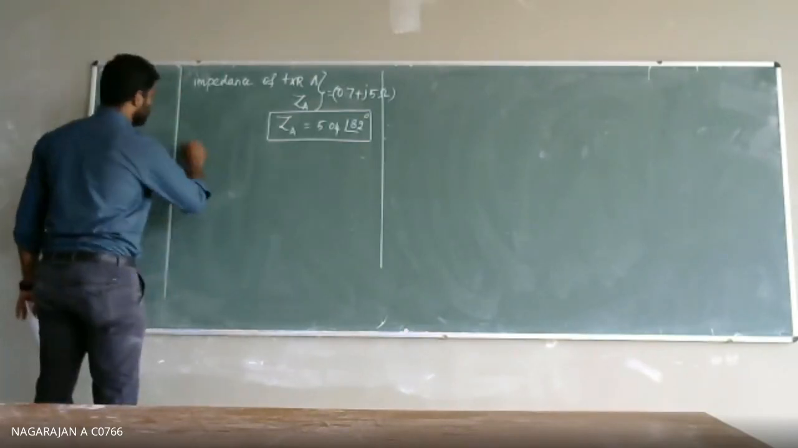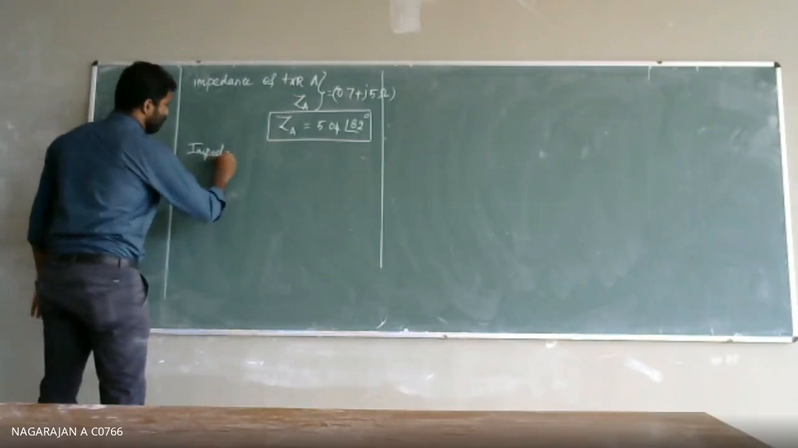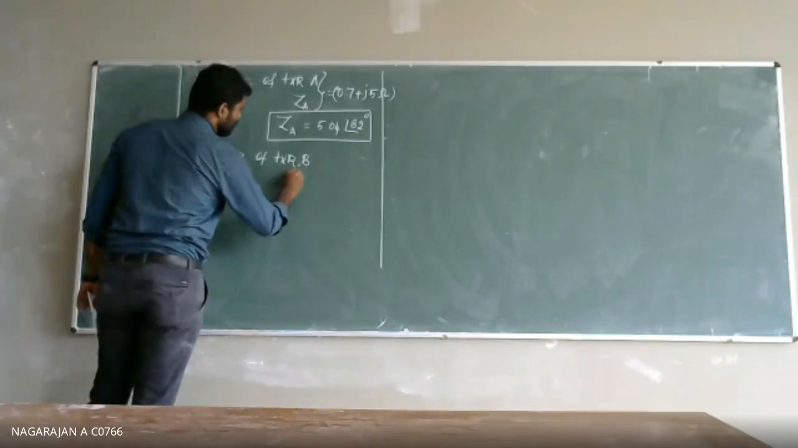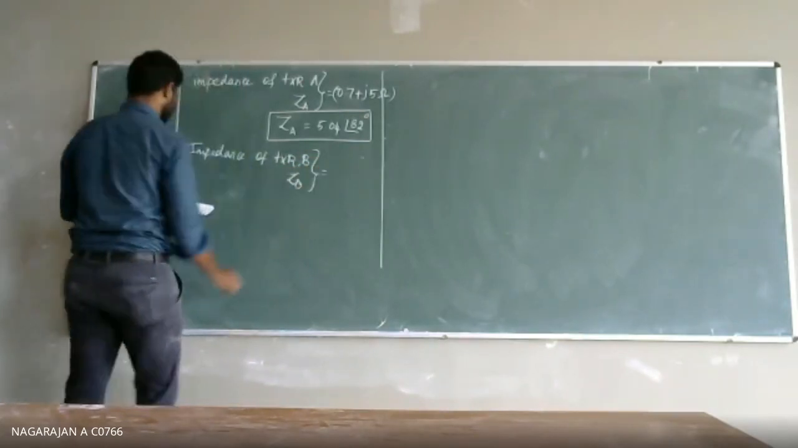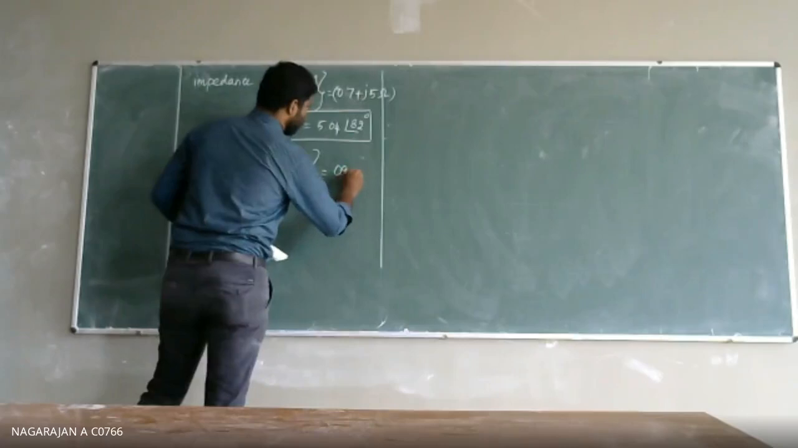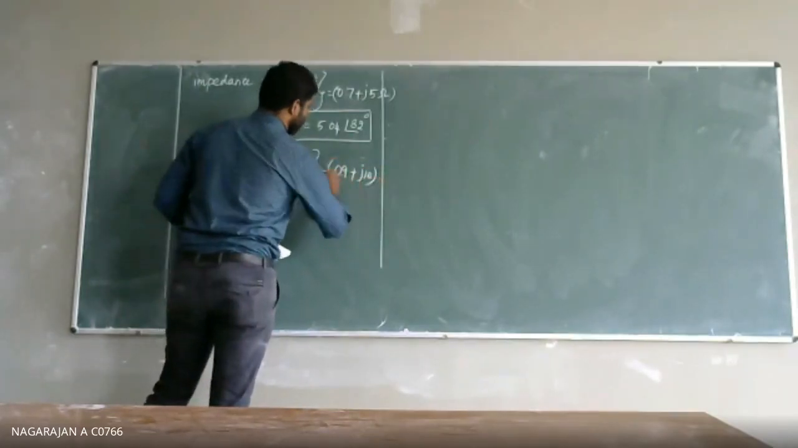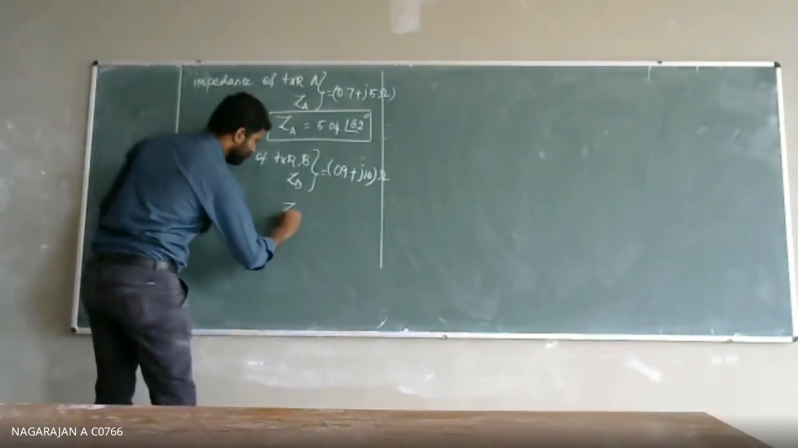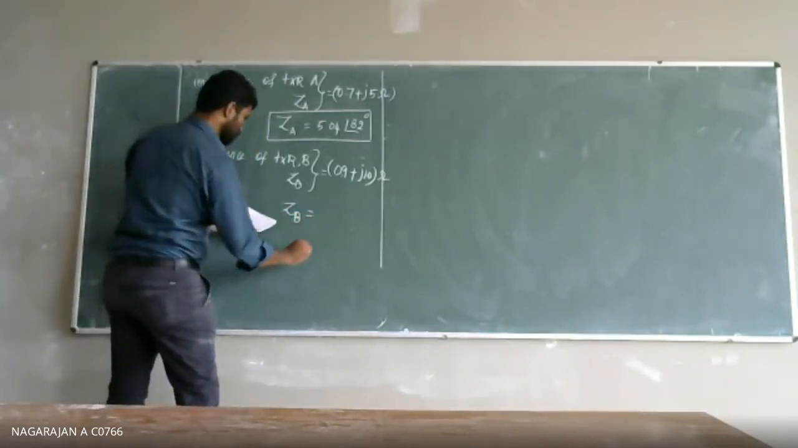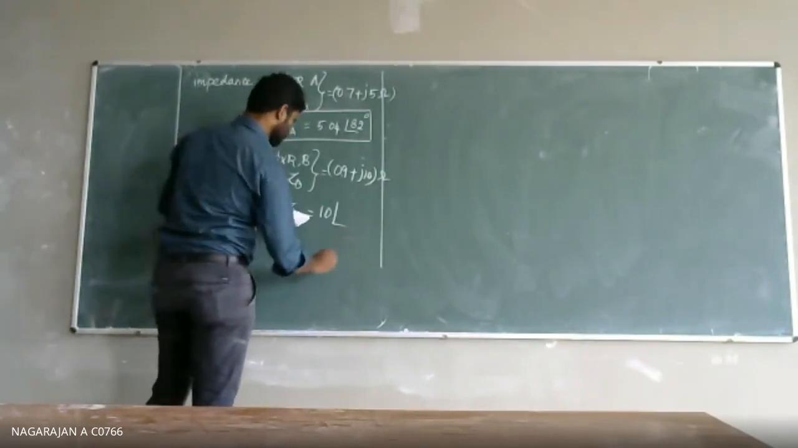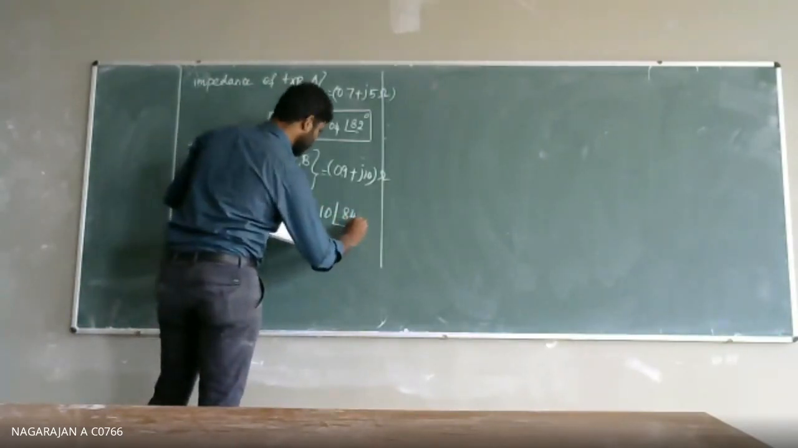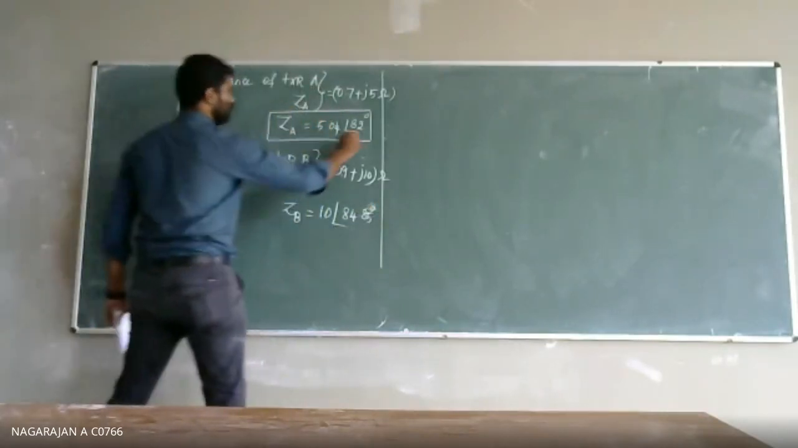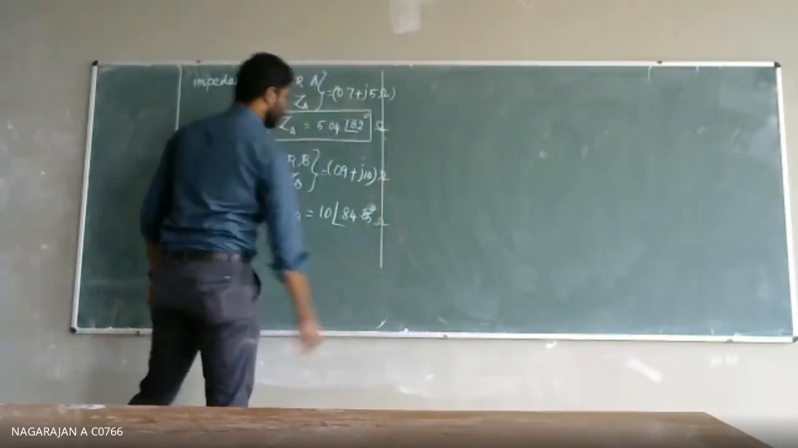Similarly, the impedance of transformer B is given as 0.9 plus J10 ohms. After converting this into polar form, we will get ZB equal to 10 with an angle of 84.85 degrees, 85 degrees. Okay, ohms. So don't forget to put the unit ohms.